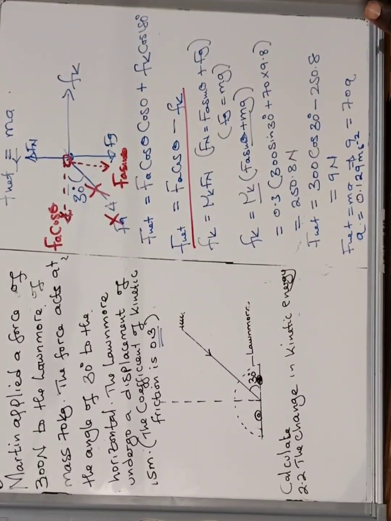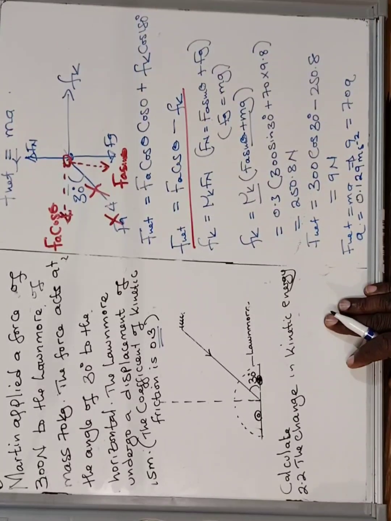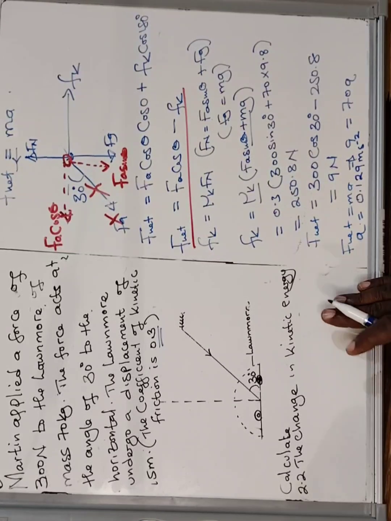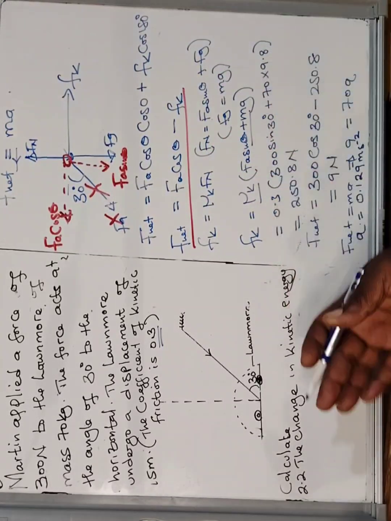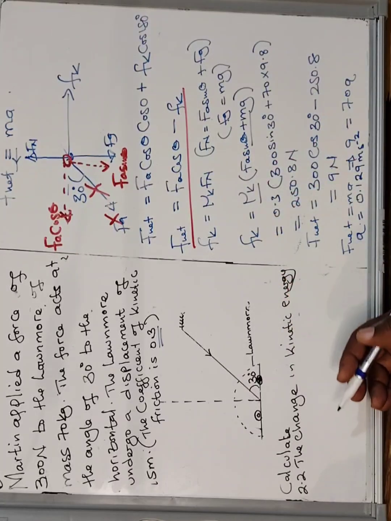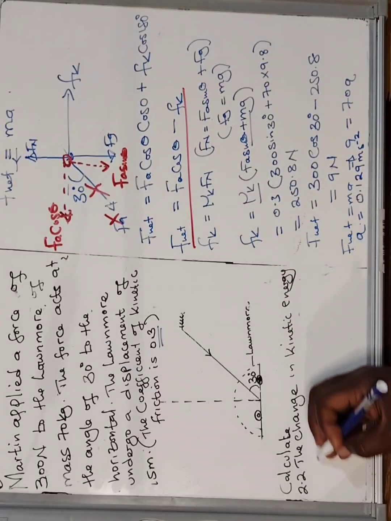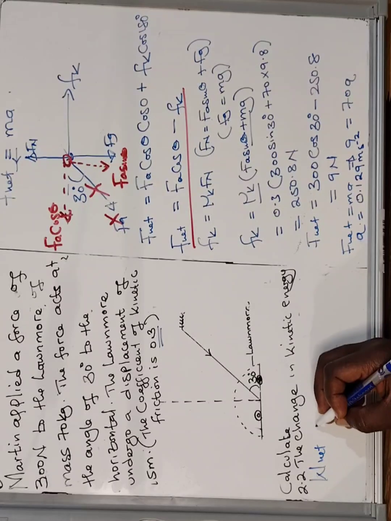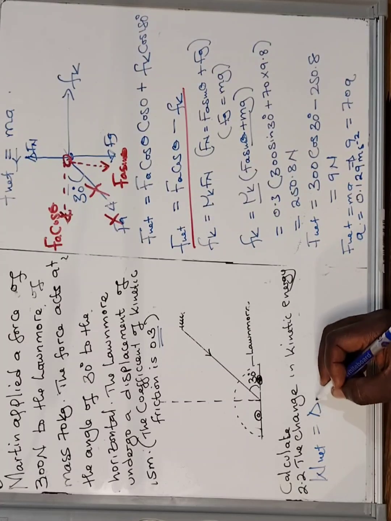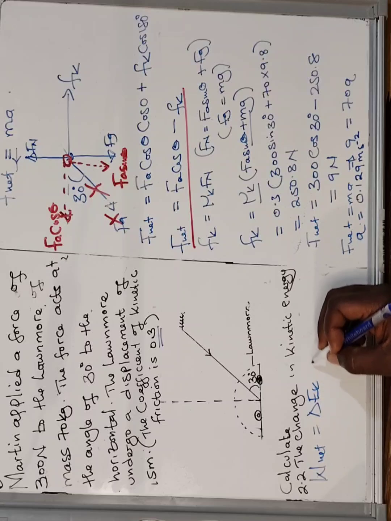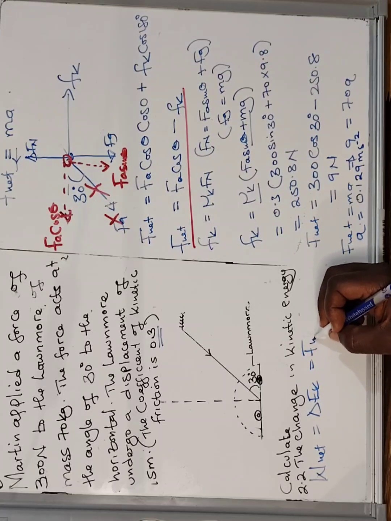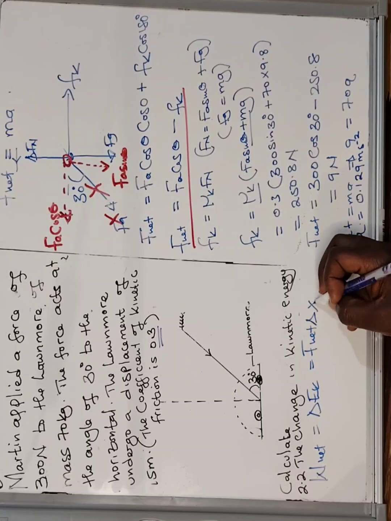Then we close this video with this simple question. It says, calculate the change in kinetic energy. So we are going to maintain this data because it will make our life simple. What do we do here? We are going to use the work energy theorem, which says work done is equal to delta Ek. But we have to remember that work is equal to Fnet delta x.